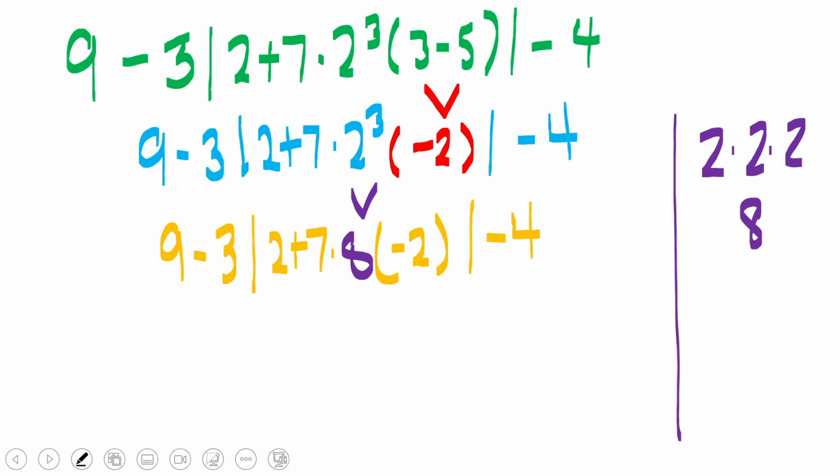Okay, now we need to solve inside the absolute value. To solve inside the absolute value, we have a couple of things going on. We have a plus sign, a multiplication sign, and parentheses with an 8 outside the parentheses to work. So what we need to do is say we're going to have 8 times negative 2 is a negative 16, all times 7.